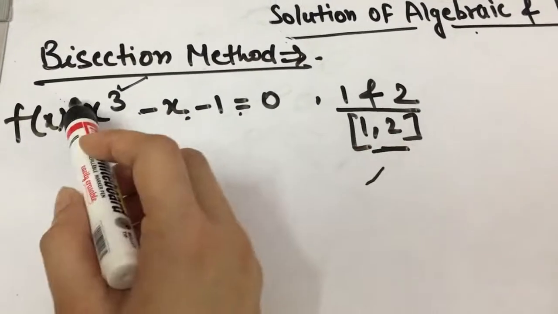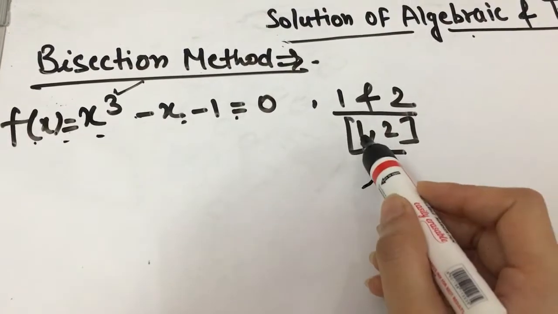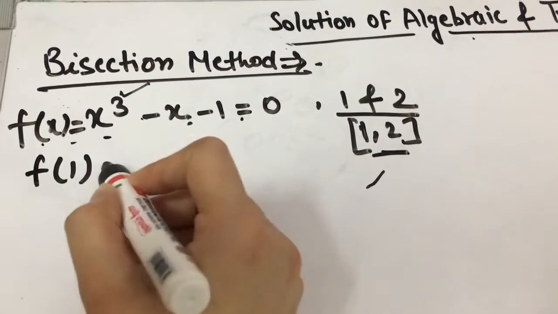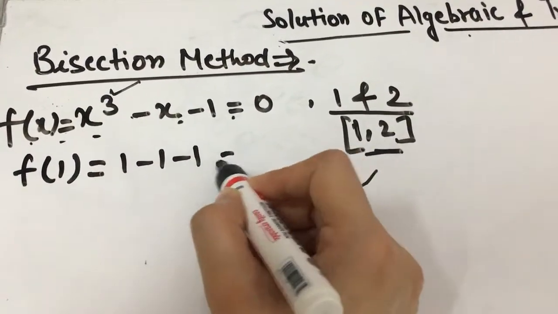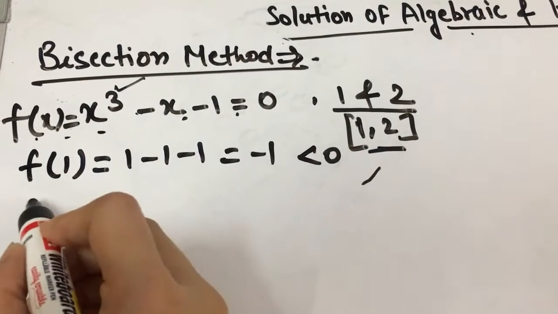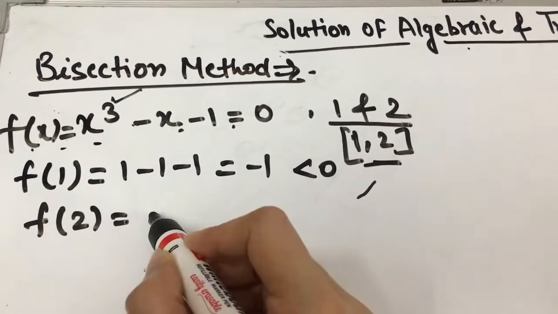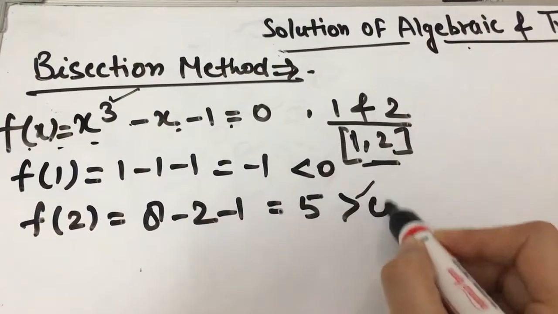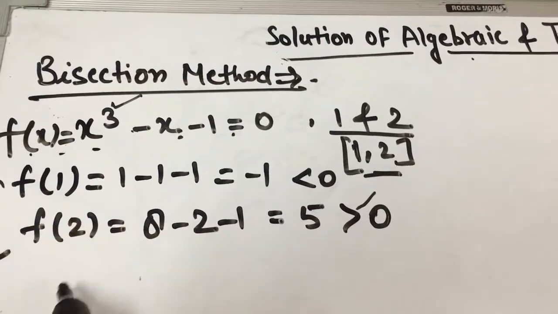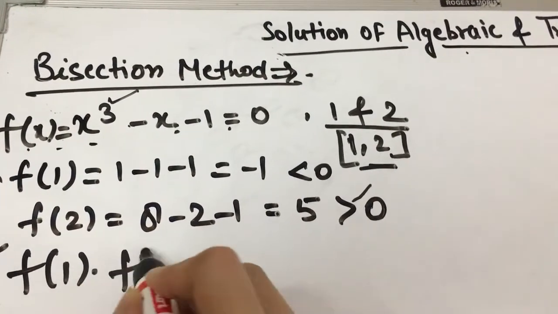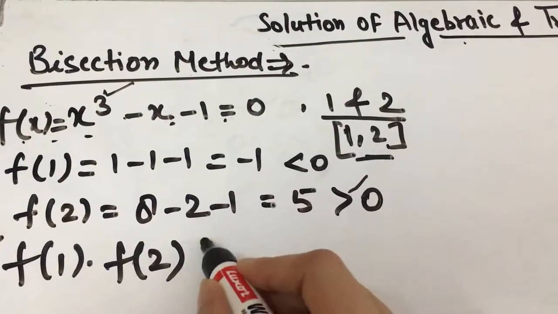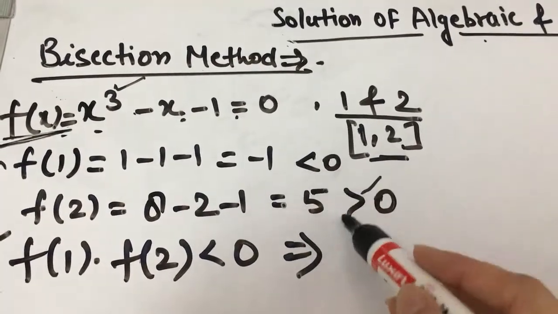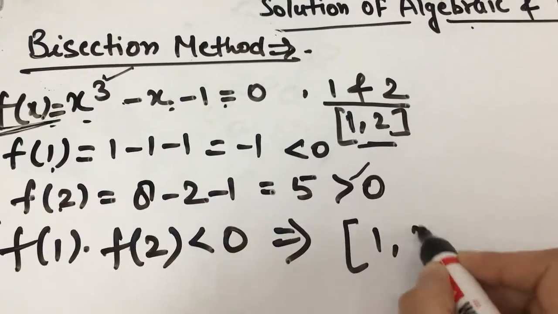That was that first I need to check the value of f(x) at the end points of the domain. So what will be the value at 1? It will be 1 minus 1 minus 1, which is minus 1, that is negative. What is the value at 2? It will be 8 minus 2 minus 1, which is 5, positive. Hence you can see that f(1) times f(2) is less than 0. That means at least one solution of f(x) will lie in the domain 1 to 2.